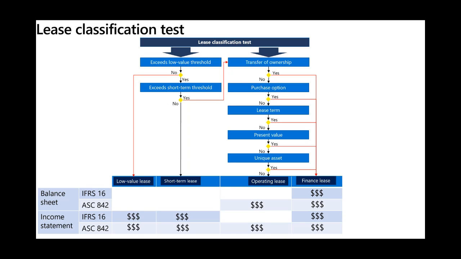All finance leases in IFRS 16 or US GAAP will be posted to the balance sheet, and we have other transactions posted to the income statement. For operating lease, it is only supported for ASC 842.